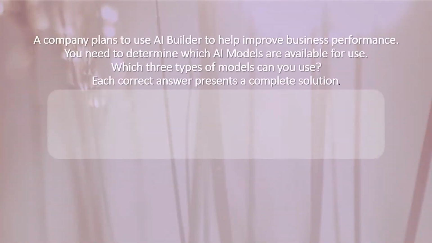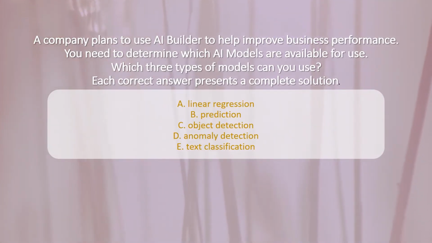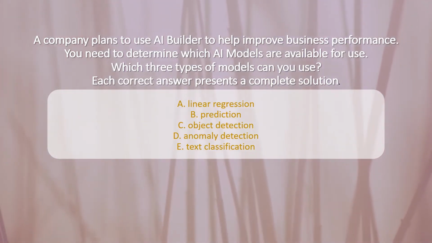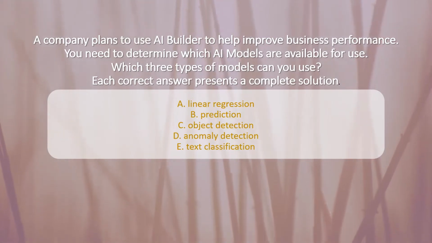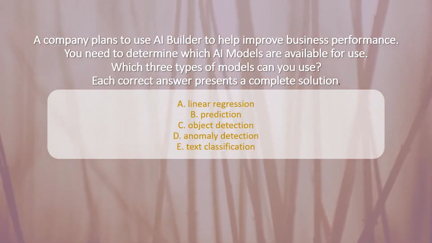A company plans to use AI Builder to help improve business performance. You need to determine which AI models are available for use. Which three types of models can you use? Each correct answer presents a complete solution. A. Linear regression, B. Prediction, C. Object detection, D. Anomaly detection, E. Text classification.